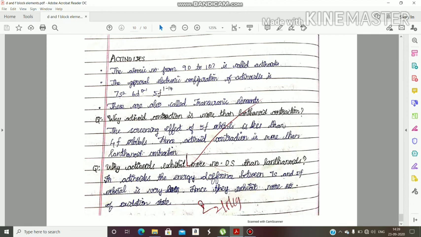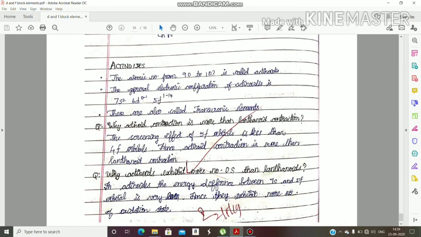So in f block elements, you should learn the electronic configuration of lanthanides, actinides, and the electronic configuration of f block elements. Next, lanthanide contraction consequences and these two questions. You just learn these topics only from f block elements. No need to learn the rest of the topics in f block elements. This is all about d block and f block elements.